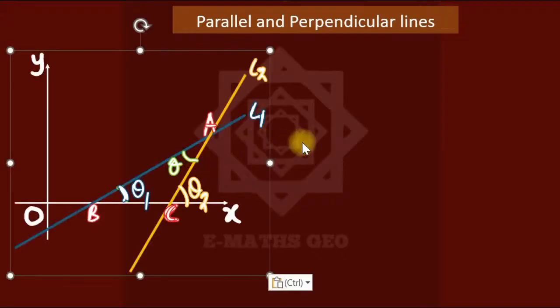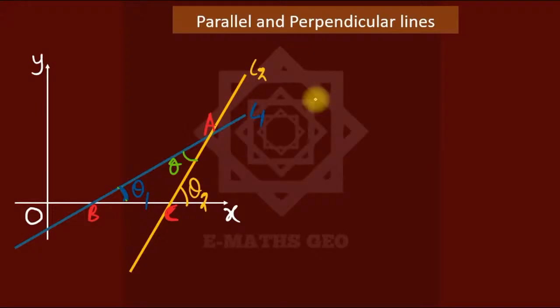Okay, we're on parallel and perpendicular lines. But before then, we've done the angle between two lines, because we need to know the angle to know whether the lines will be parallel or perpendicular. So let's look at this diagram. Assuming L1 makes theta 1 with the x-axis, while L2 makes theta 2. The main aim is to find theta.